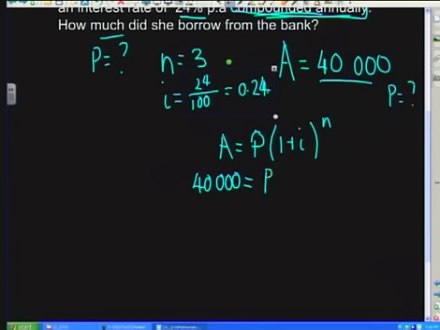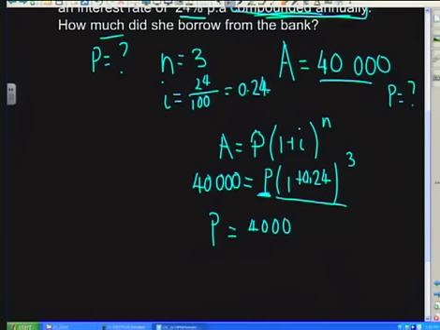So 40,000 is equal to P times 1 plus I, which is 0.24, to the power of N, and N is 3. So we need to get to the P. Now remember how you change the subject of the formula? Hopefully you guys have all done that by now. I want to get to the P, so I need to divide both sides by that bracket. So I'm going to get P is equal to 40,000 divided by 1.24 to the power of 3.